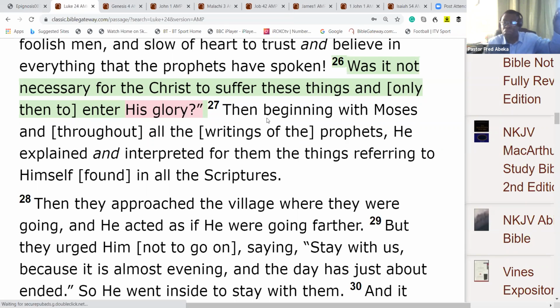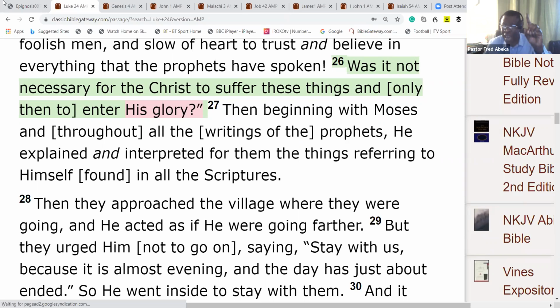Then beginning with Moses and throughout all the writings of the prophets, please notice, this cannot be done in 5 minutes. This cannot be done in 10 minutes. This cannot be done in 1 hour. Because if you read down, he was with them till dusk. Then beginning with Moses. The Greek word here is apo Moseos, away, bringing out. And throughout all the writings of the prophets, watch, keywords. He explained and interpreted for them.